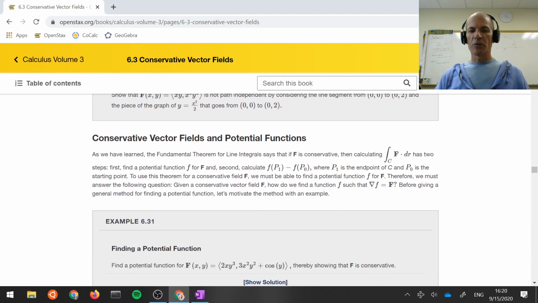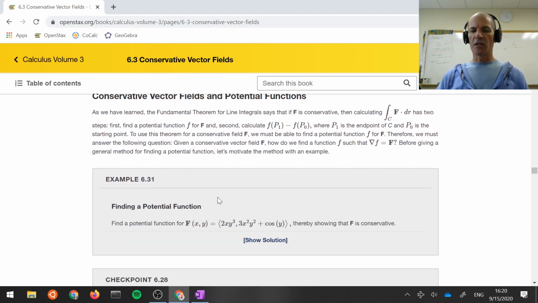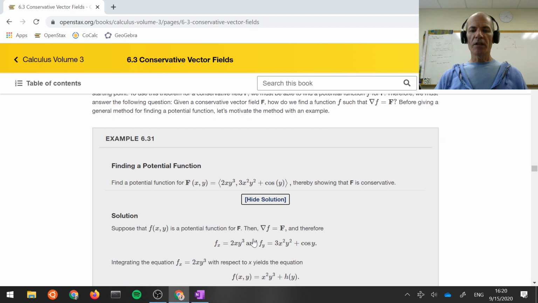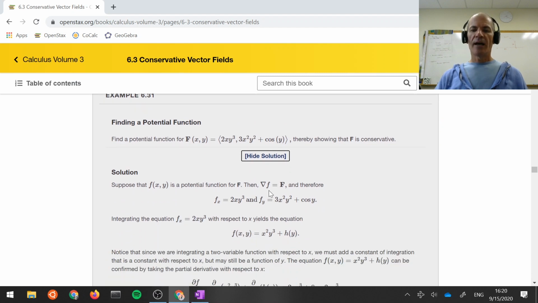So conservative vector fields and potential functions: if you have a vector field, how do you find the potential function? Well, what you do is you assume that your vector field can be written as the gradient of some little f. What that means is that the first coordinate is f sub x and the second coordinate is f sub y. And if there's a third coordinate, that's f sub z, right? The partial, because that's how you compute the gradient. The gradient of f, little f, is f sub x comma f sub y comma f sub z.